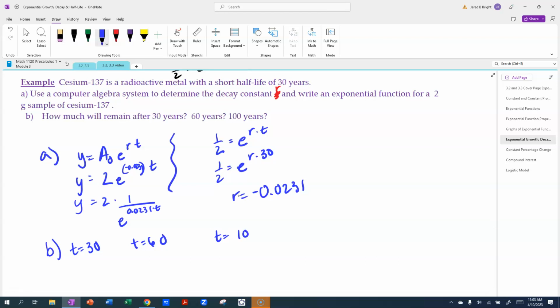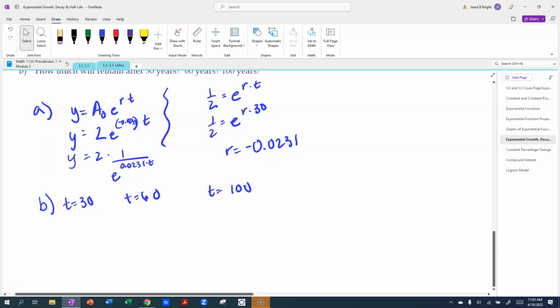Now, I'm going to omit the exact calculations and just write down the answers that I get. We are substituting 30, 60, and 100 in for t, and what we should see as we calculate the y values is that the amounts should be decreasing because there's less of this stuff remaining. We're decaying over time. So that's what we should see.